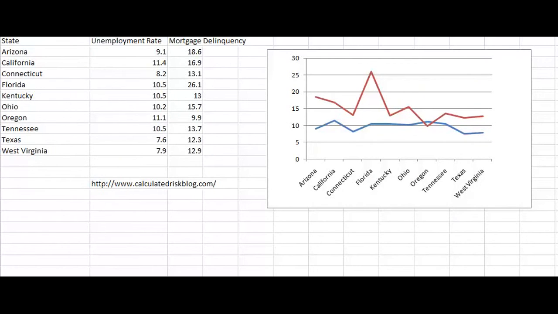This chart shows the unemployment rate and mortgage delinquency rates for those 10 states. The mortgage delinquency rate is in red and the unemployment rate is in blue.